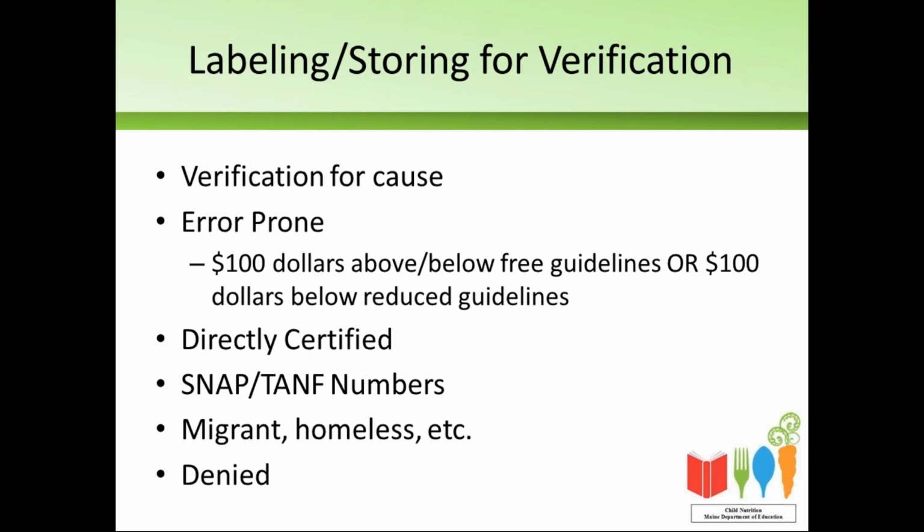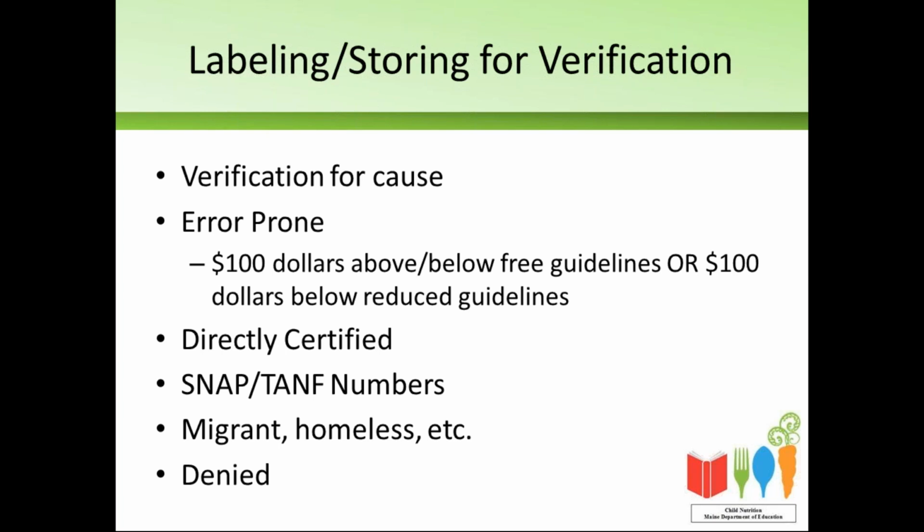While you're approving the applications, the required mechanism is what's called error prone. Those are income applications that are within $100 of the income guidelines for free and reduced meals. If it is a denied application, it does not qualify for verification. It's a denied application. It's not part of this process.